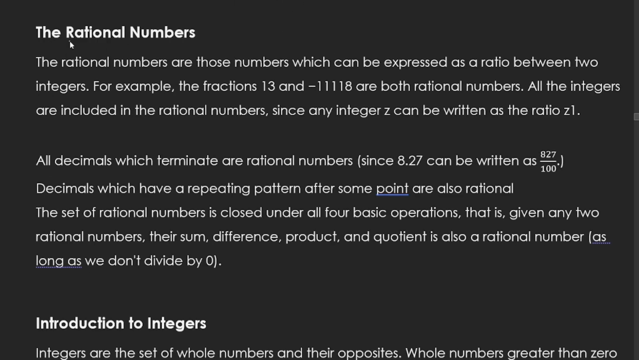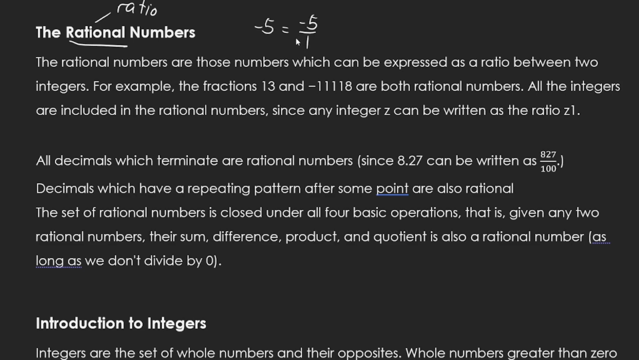And then we have rational numbers. From the name itself, it is numbers that can be ratioed. If you can express a number in a fraction form, for example, we have 8.27, it can be written as 827 over 100. It is a rational number. Even integers are rational numbers. Why? Let's take -5 as an example. -5 can be expressed as -5 over 1.